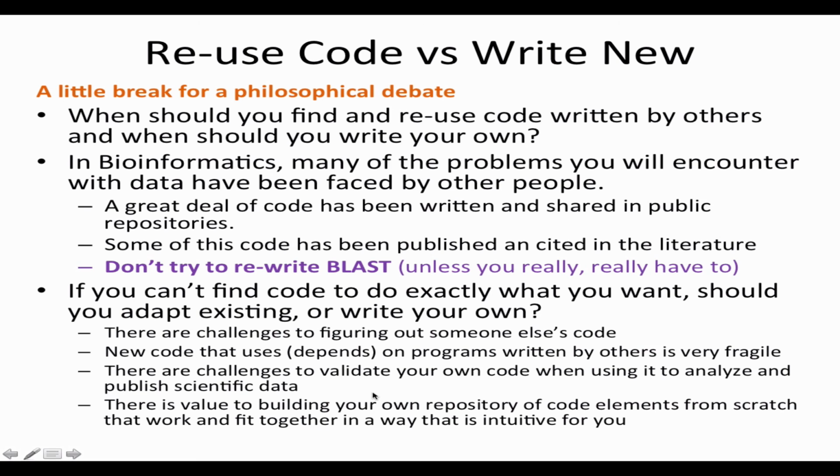There's also challenges if you write your own code to validate it. So essentially in publishing, you're now going to have to prove not only that your scientific results are correct, but also that your data analysis methods are correct, because you're using novel methods. There's also value in building your own repository of code elements that have been tried and tested by you, that work and fit together in a way that makes sense to you. And that sort of makes you the guru of your own little code empire.